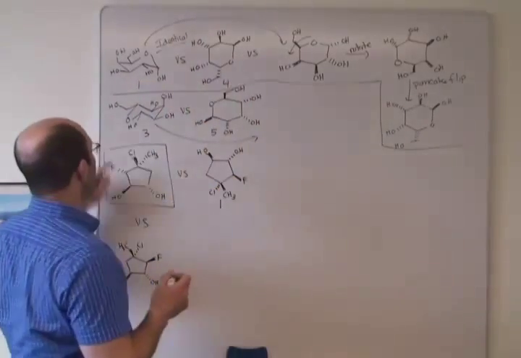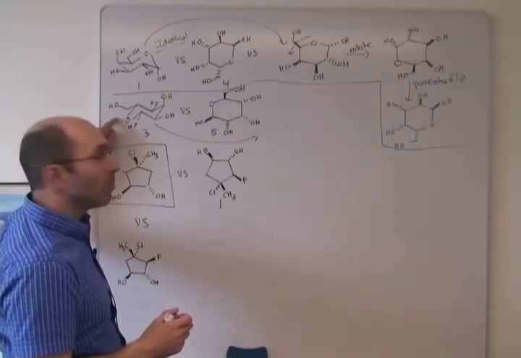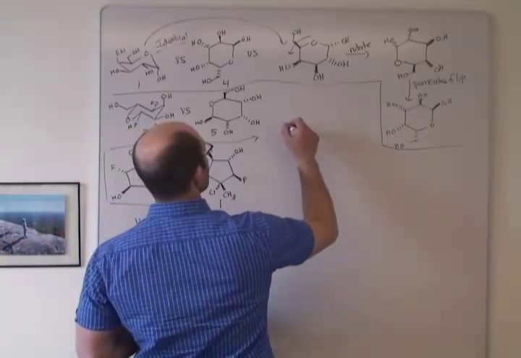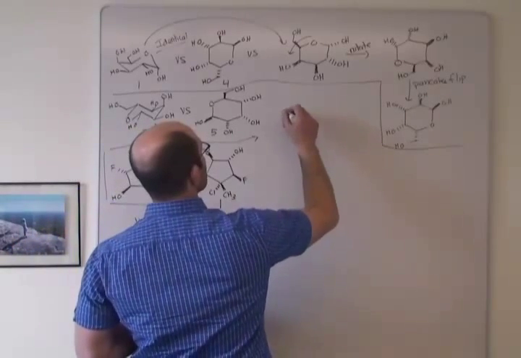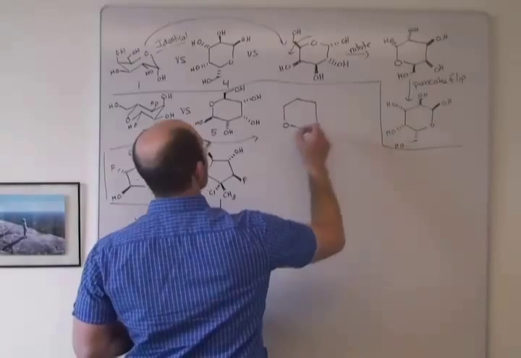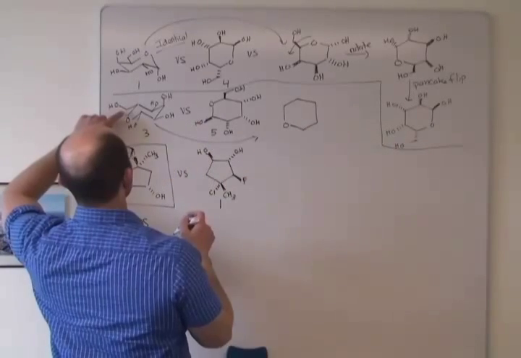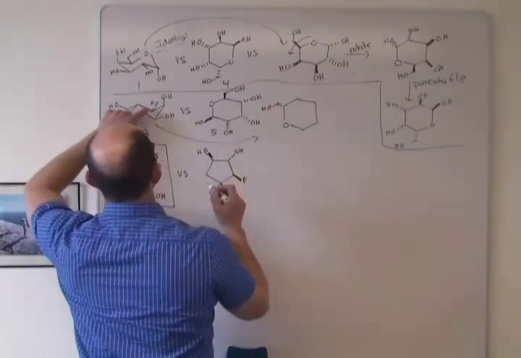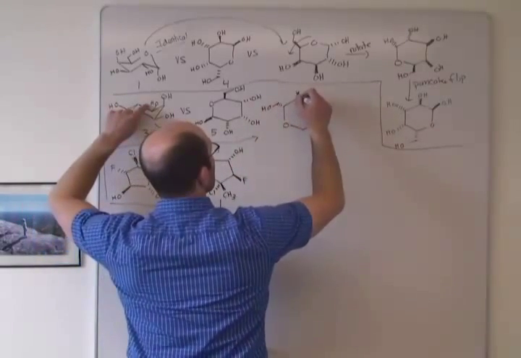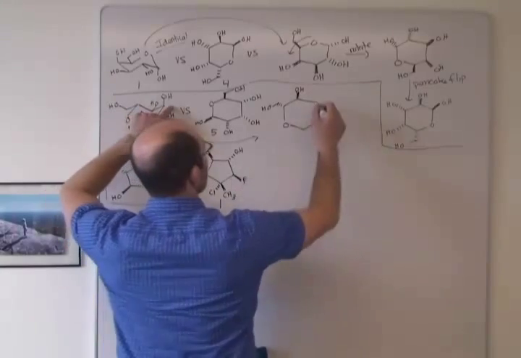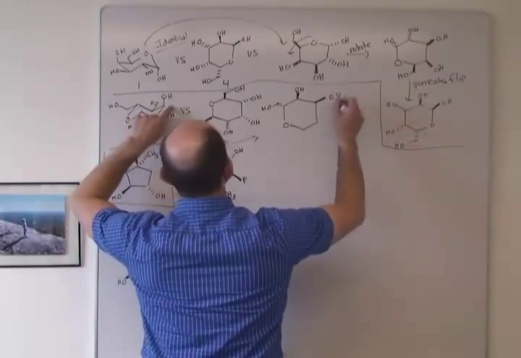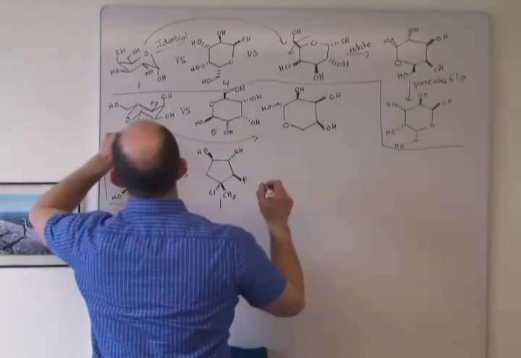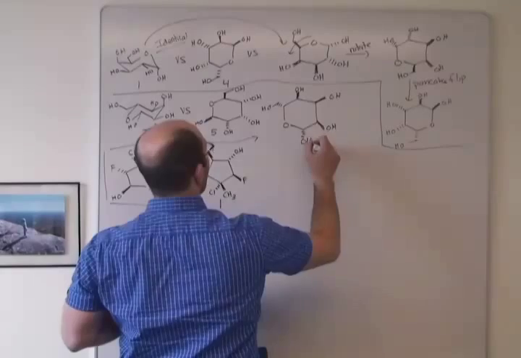Thing for this, convert this chair into a perspective so that we can then compare to this structure. Right, so let's put the oxygen in that position. Right, and we'll work our way around the ring. So that's down, that's up, that's up, that's up, and that's down. Okay.